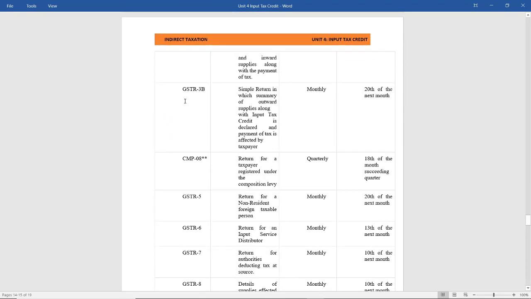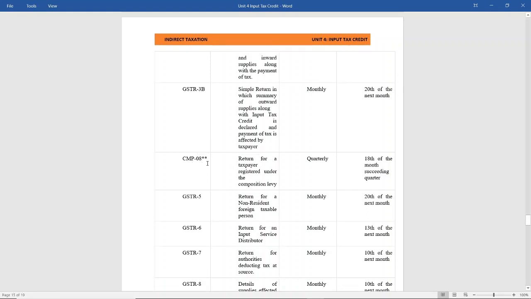GSTR 3B is not system populated, but is where you give a summary of all the output supplies, all the input supplies, and the payment of tax that you have to make. So GSTR 3B is for the payment of GST tax. How do you arrive at the payment of GST tax? Output tax minus input tax. It has to be filed monthly, by the 20th of the next month.